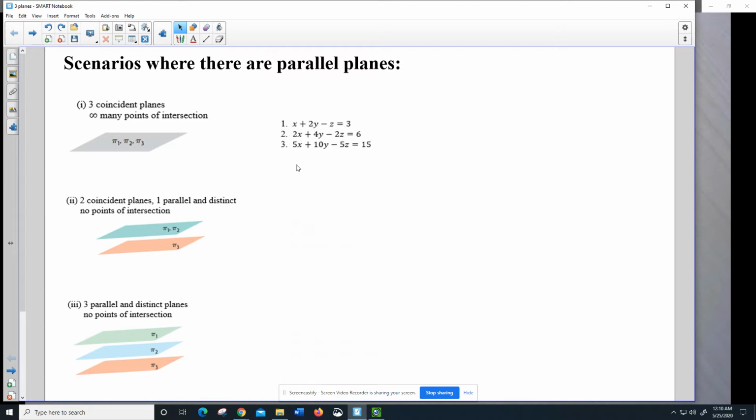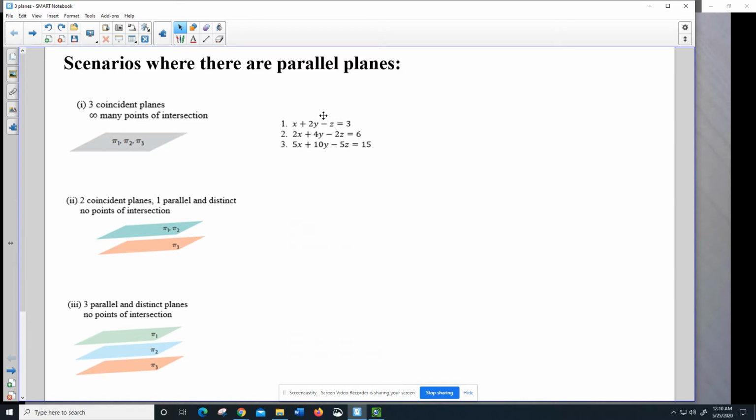Well, it would look something like this, where you have 3 equations. Look at the normal vectors, 1, 2, -1, 2, 4, -2. You see that the normal vector in equation 2 is twice that of the normal vector in equation 1. And here that one's 5 times the normal vector in equation 1. Okay, but not only are the normal vectors all parallel to each other, look at the d values.